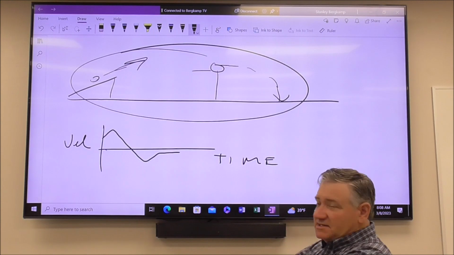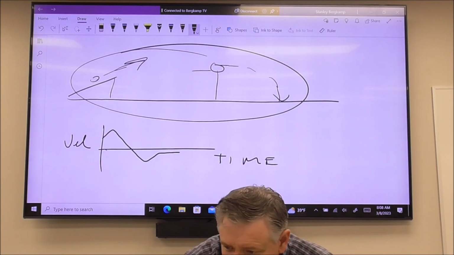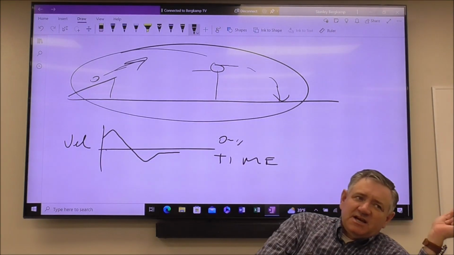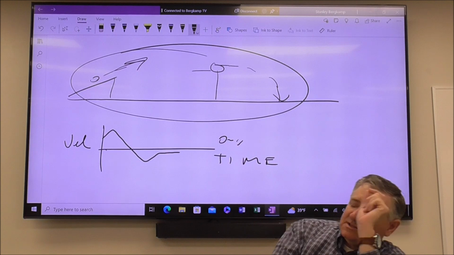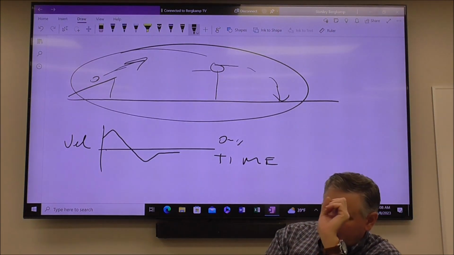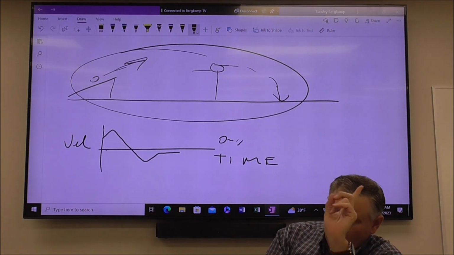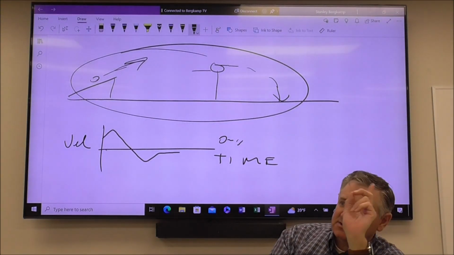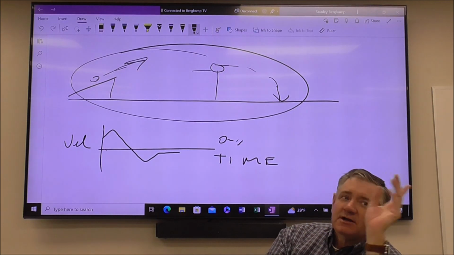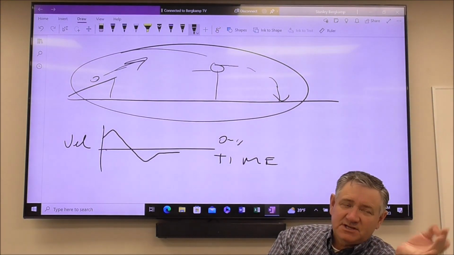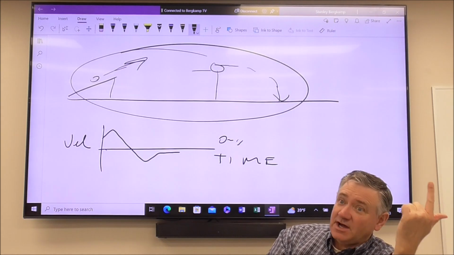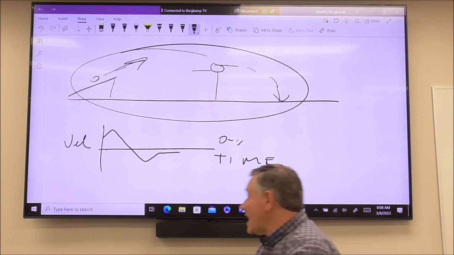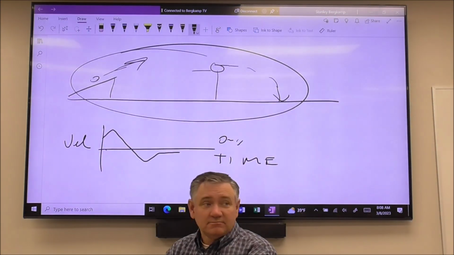So this is a velocity time graph. There's 0 meters per second. Did the velocity change sign twice or once? Once. So this thing only changed direction one time. Because what are the three things you have to do to change direction? Slow down, go to 0, speed back up. And the only time that happened is right here, okay?